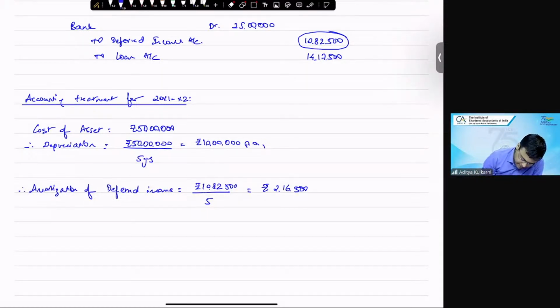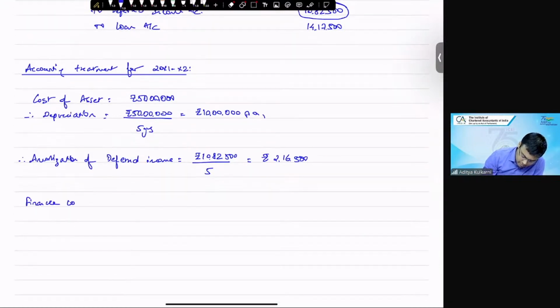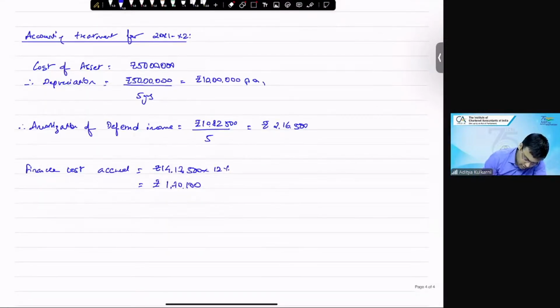Okay, so the finance cost accrual is equal to your loan value of 14,17,500 into 12%. That is 1,70,100. Yes, rupees 1,70,100. Is it okay? Yes, sir. So shall we post these entries? So, journal entries.